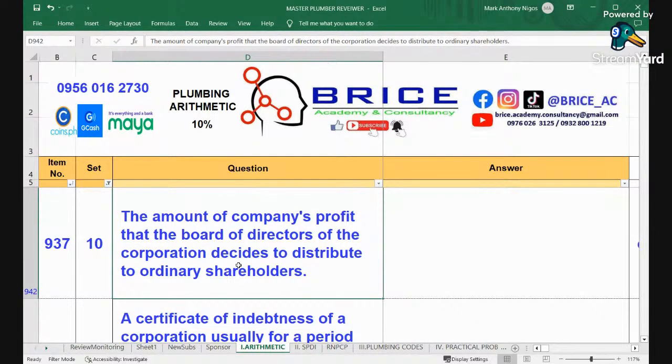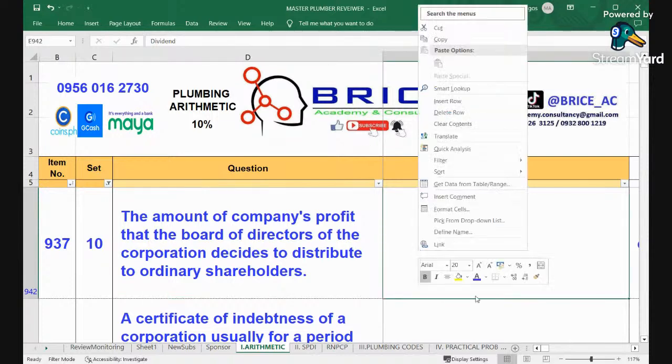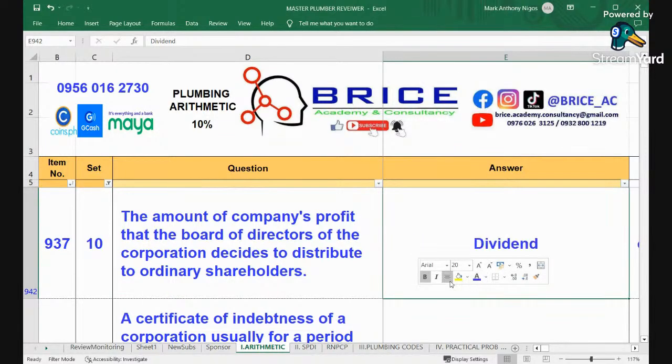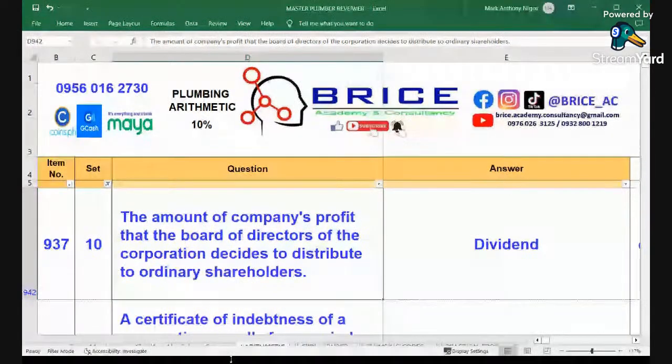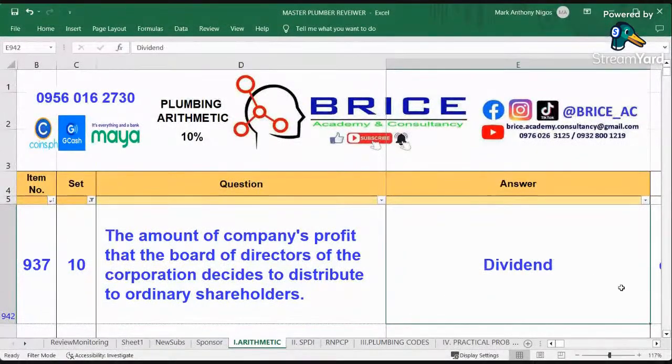937. The amount of company's profit that the board of directors of the corporation decides to distribute to ordinary shareholders. The answer is dividend.